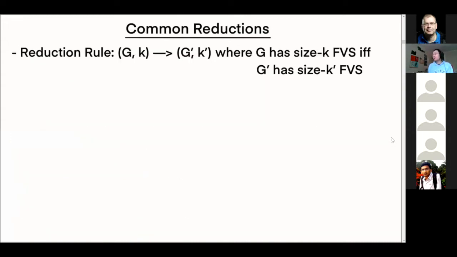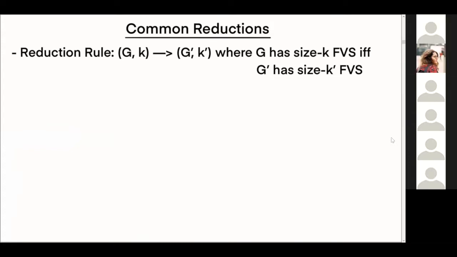So a popular technique in parameterized complexity is the notion of reduction rules, which are polynomial time operations that we can take on the input to make it smaller while preserving the solution structure of the input. So for example, in Feedback Vertex Set, where we're given a graph G and an integer k, the parameter k, a reduction rule corresponds to transforming (G, k) to some (G', k'), where preservation means that if G has a size k Feedback Vertex Set, then so does G'.